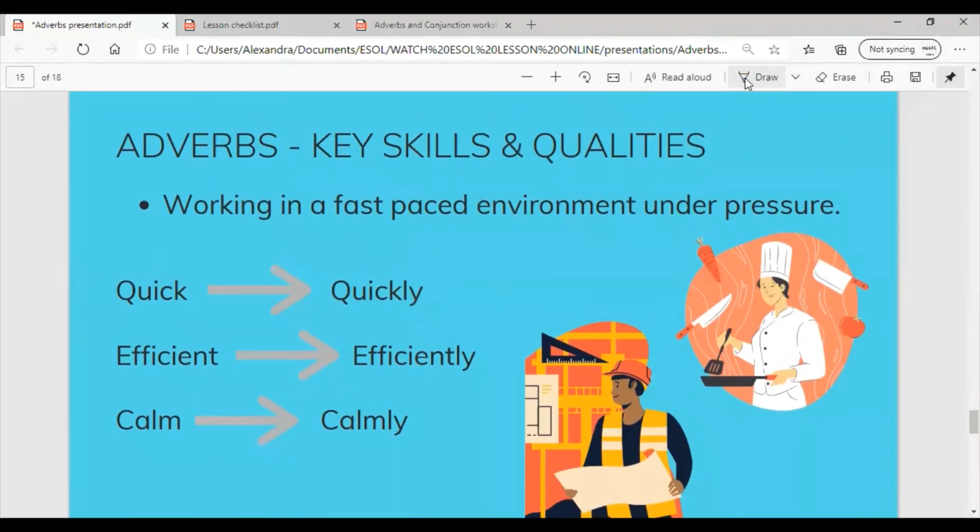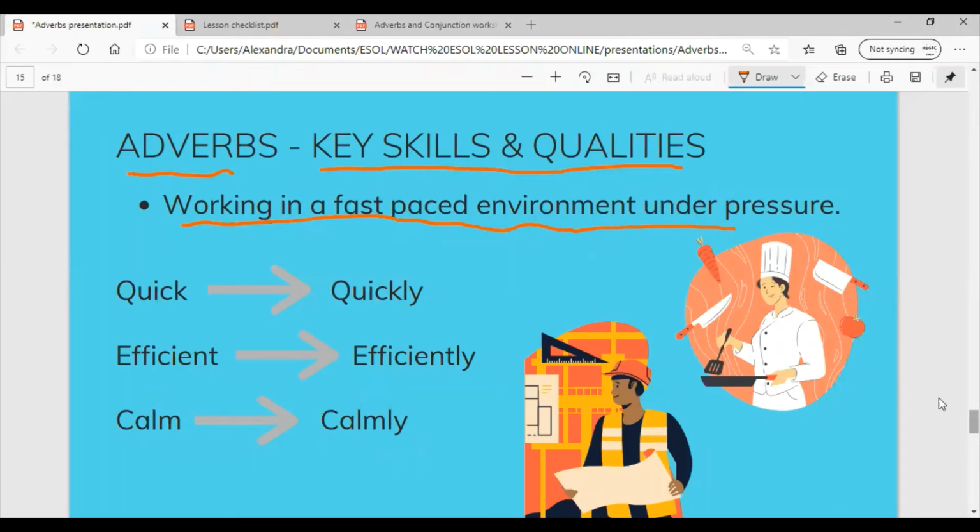Okay, now adverbs can be used in different ways. If we look at the topic of employability and applying to jobs and developing and improving our skills, we can look at what adverbs are in the category of key skills and qualities. So if we look at this scenario of working in a fast-paced environment under pressure, you might see this a lot in CVs or job applications.